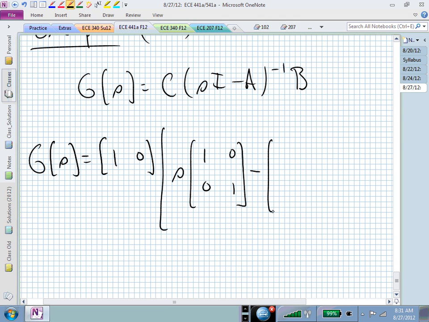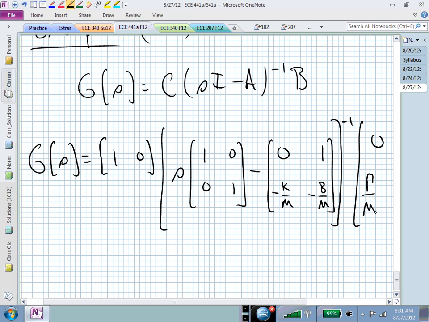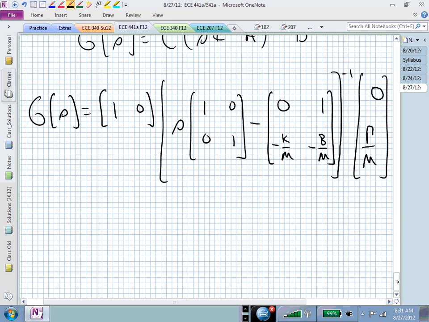Then we subtract our A matrix, which was 0, 1, minus K over M, minus B over M. And we invert that. And then we multiply it by the input matrix B, which was 0, gamma over M. And that now should be the same as our transfer function that we've derived many different ways. And you can probably do that in your head.